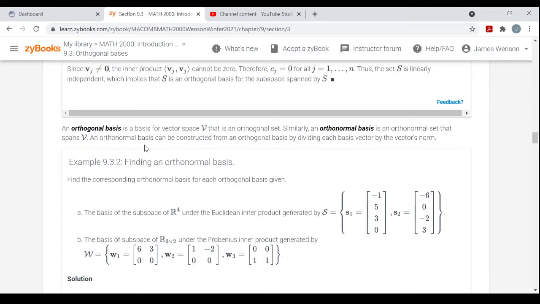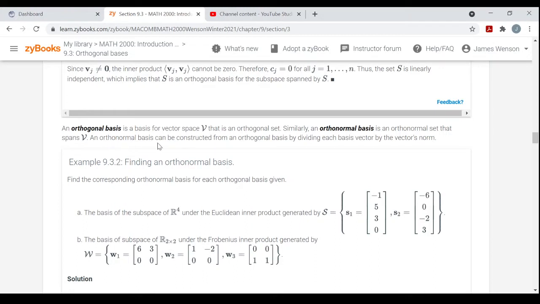So they mentioned orthogonal basis. It's just a basis for a vector space that's an orthogonal set. You remember what a basis was, I hope. So an orthogonal basis for a vector space V is just a basis that is also an orthogonal set. And in a similar fashion, an orthonormal basis for a vector space is just a basis that is an orthonormal set. So, simple enough.